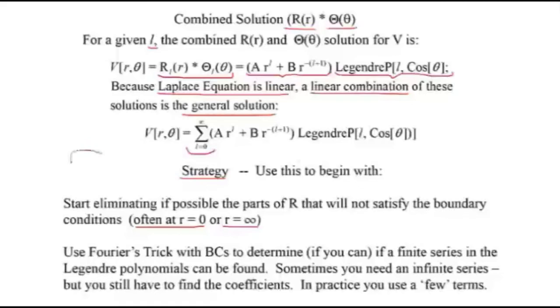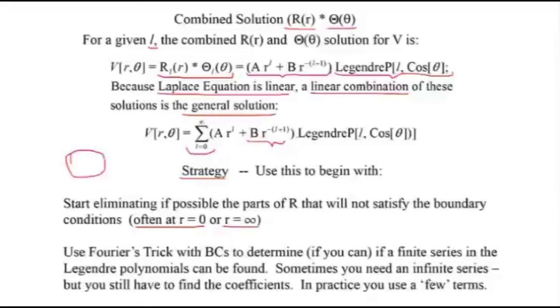If you're inside the sphere, then you don't want to have R equals 0 and this term right here, because you'll have 1 over R to the 1, for example, at L equals 0. And so that's going to blow up, so you'll set B equal to 0. There's several other tricks that you can use, but those are the dominant ones.